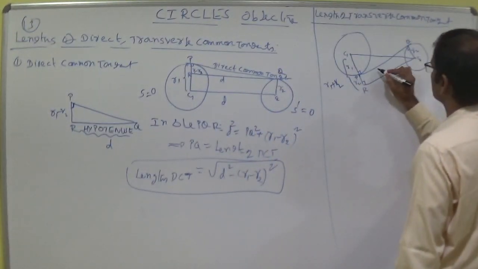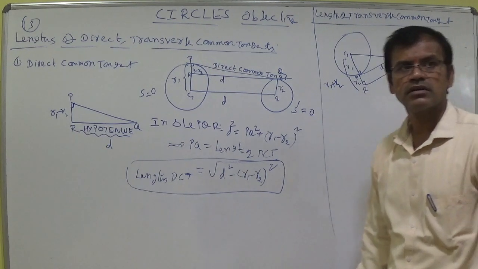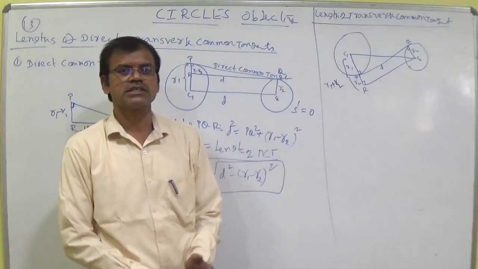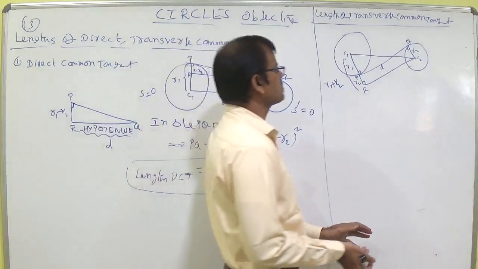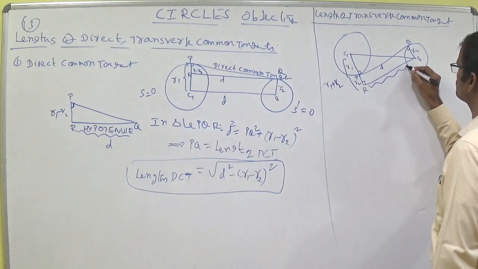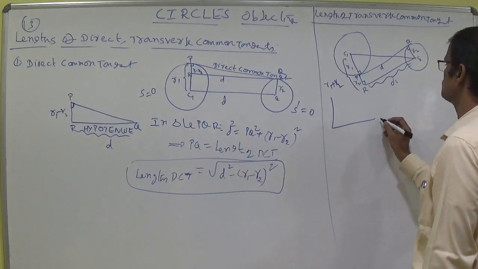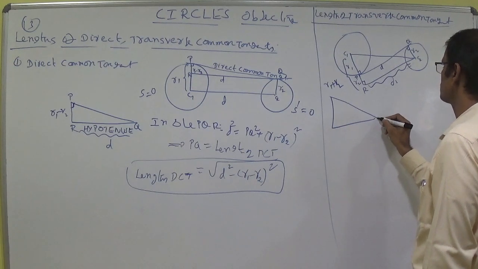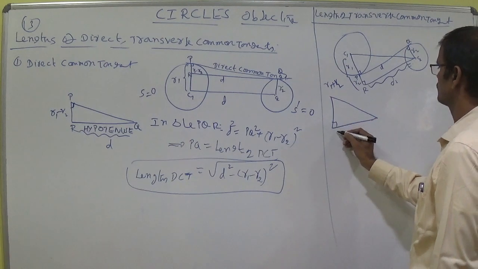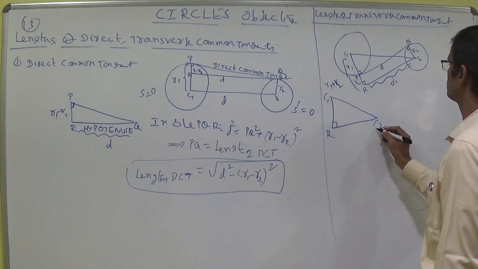We know that PQ, the distance between the points of contact, is nothing but the length of the transverse common tangent. Whenever the length of the transverse common tangent is there, we have extended until R2 here, so this becomes D2. Now we can consider the triangle C1RC2. Here this is C1, this is R and this is C2.